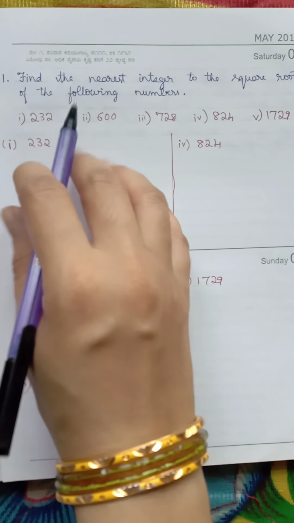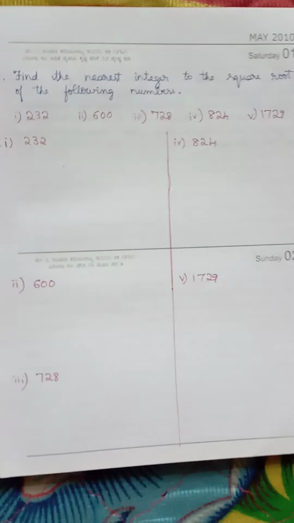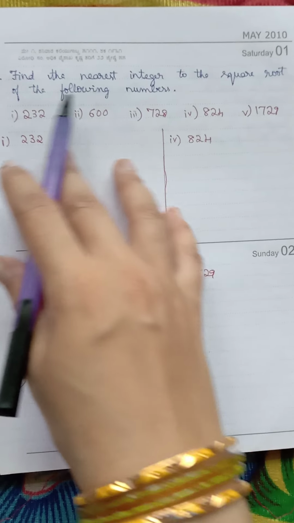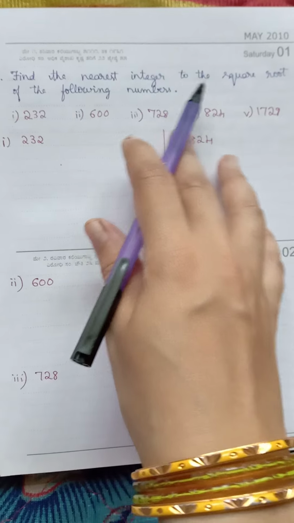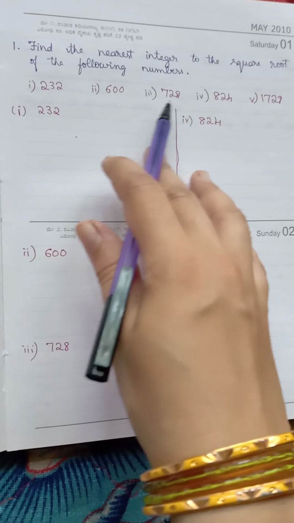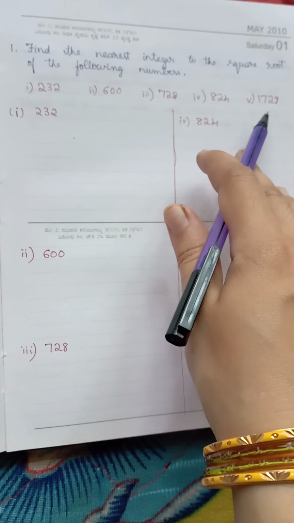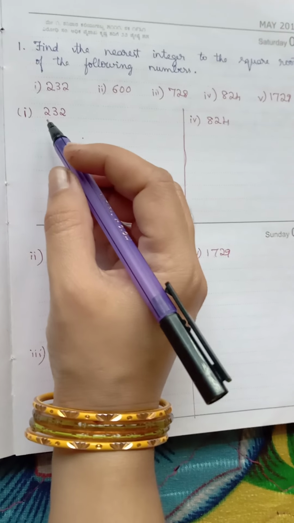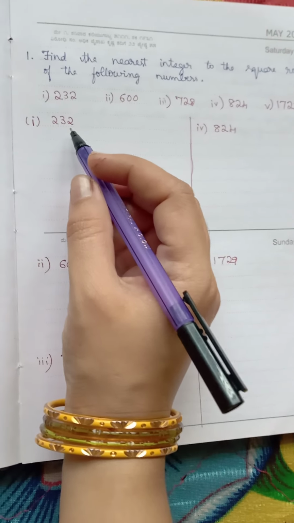Dear students, let us solve a few problems related to nearest integer to the square root. Find the nearest integer to the square root of the following numbers: 232, 600, 728, 824 and 1729. So let us take the first number, 232.